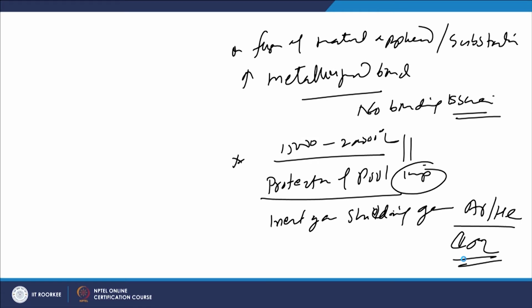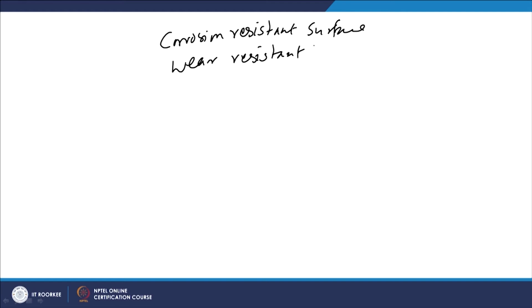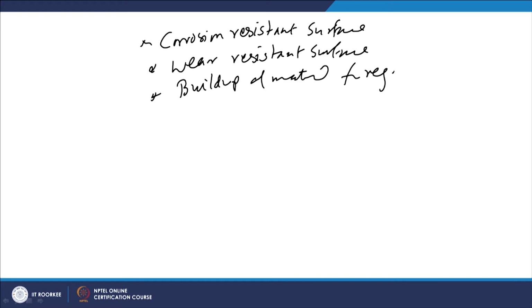Now, if we see the advantages of this process, we can apply any kind of material, because the heat generated and the temperature rise are sufficient to fuse any kind of material. That is why this can be effectively used for developing corrosion resistant surfaces, wear resistant surfaces, as well as for surface modification of those components wherein we need just a buildup of the material for regaining the size and shape after machining.